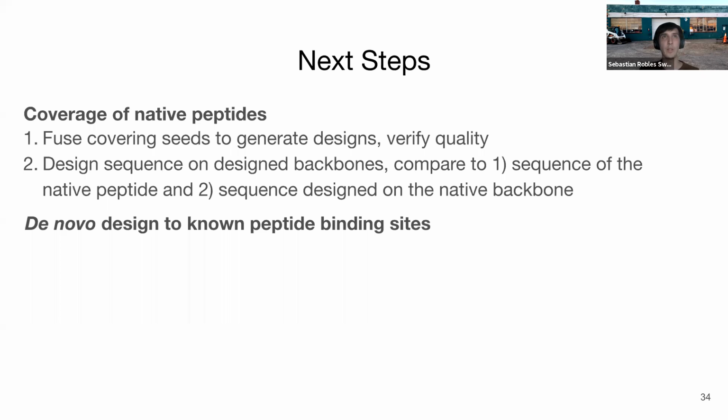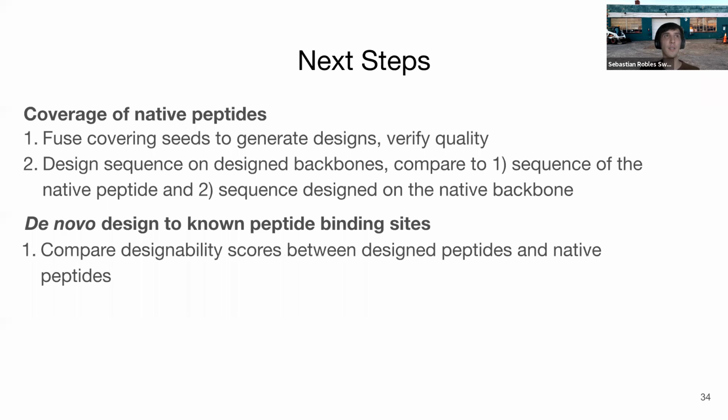Right now we're working on doing this, focusing on known peptide binding sites. So I have a lot of the scores that I talked about, and I think it'd be interesting to compare those for the designed peptides that I'm making and also the native peptides. So if our scores are wildly different from native peptides, then there's definitely something we're missing. But if they're comparable, at least with the resolution we have from those metrics, they're similar.